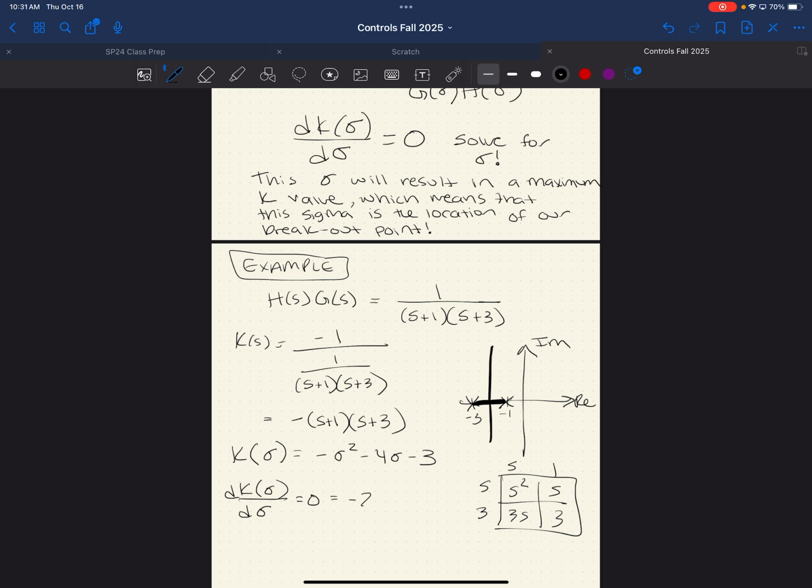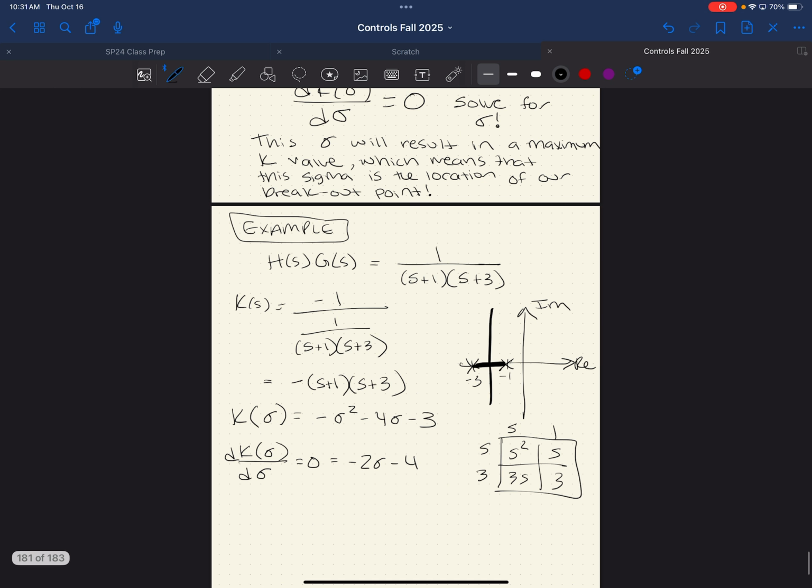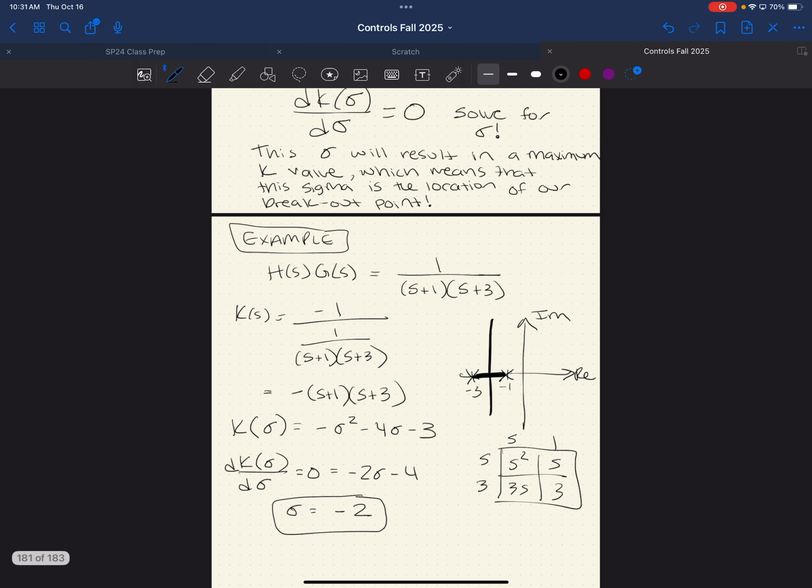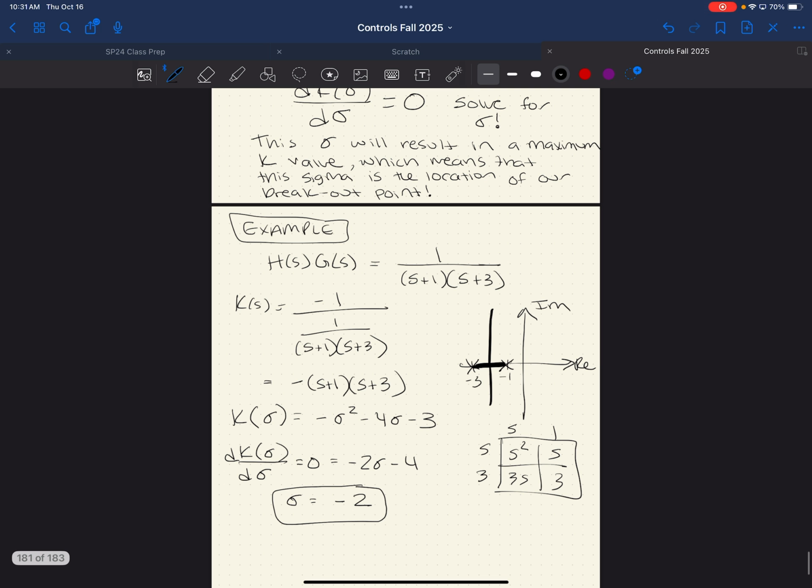I should get minus 2 sigma minus 4. I should get that sigma is equal to minus 2. Is that a value between the 2 poles? Yep, makes sense. It just so happens that this one is halfway between the 2 poles, but it is not always halfway between. In fact, our final example will show and prove that it's not always exactly halfway between.